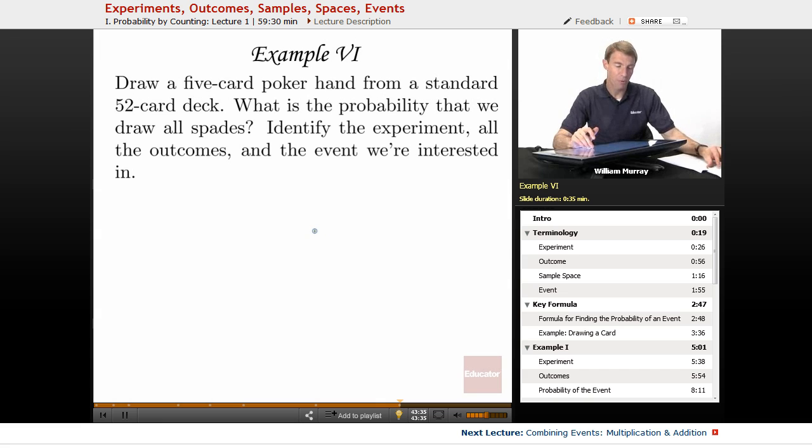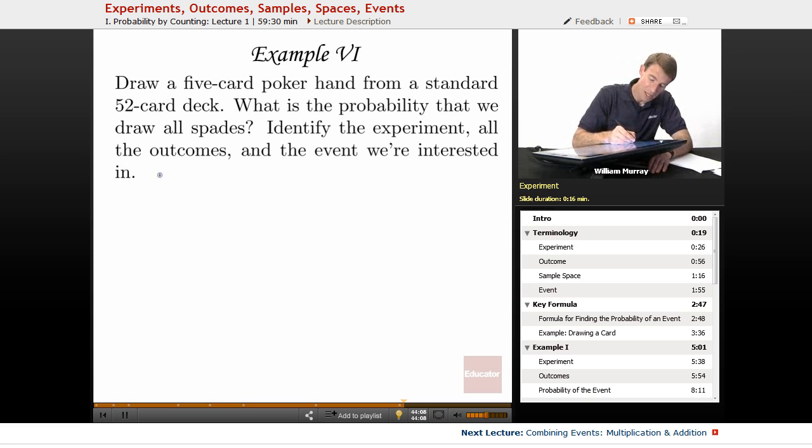So in our last example here, we're going to draw a 5-card poker hand from a standard 52-card deck. And the question is, what's the probability that we draw all spades? So we want to identify the experiment, all the outcomes, and the event that we're interested in. So there's a lot of possible outcomes for this experiment. We're going to be learning some new notation in the context of this example, because it's going to introduce something that we're going to be studying later. So we're going to learn about combinations a little bit in this example.